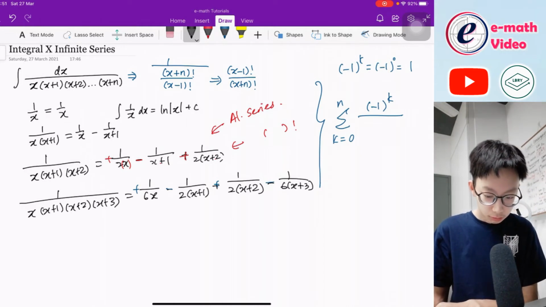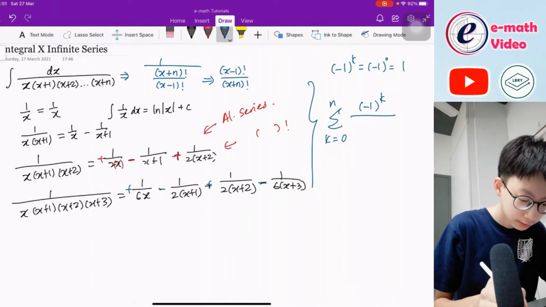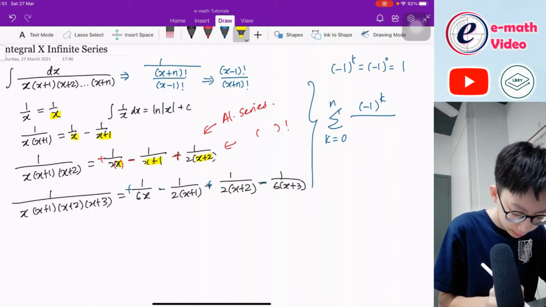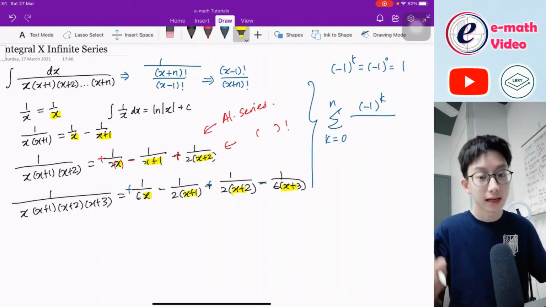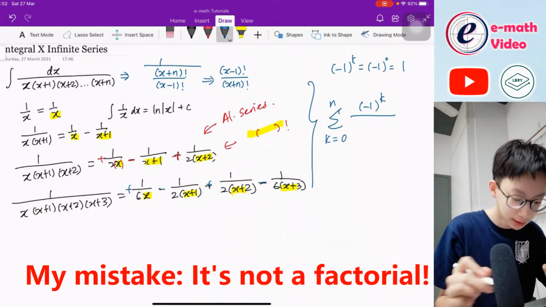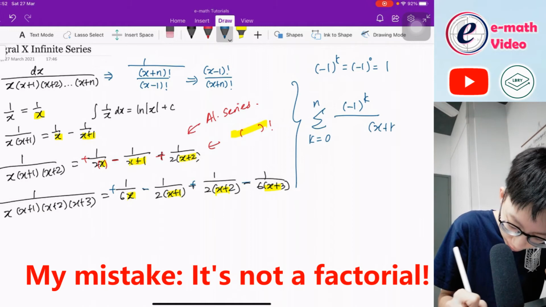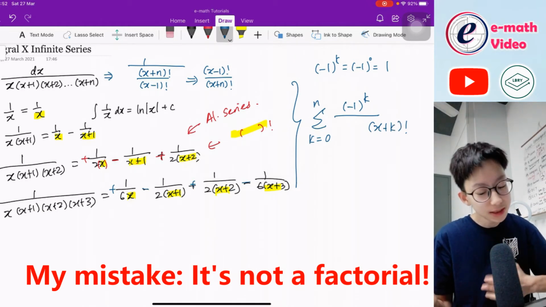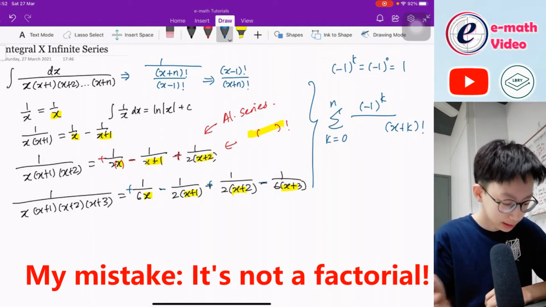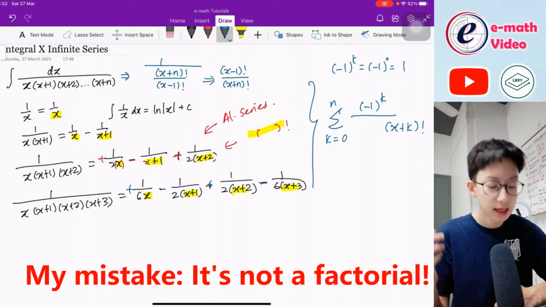And what do we have next? Okay, if you have a look at this and that, x, then x plus 1, just like what we said earlier, it should be a factorial. And obviously, it is a x plus k factorial. And because just now we let k start from 0, it perfectly fits what we need here. Because you see the first term is just x, so x plus 0 factorial is just x factorial.